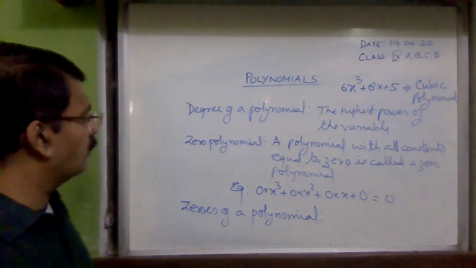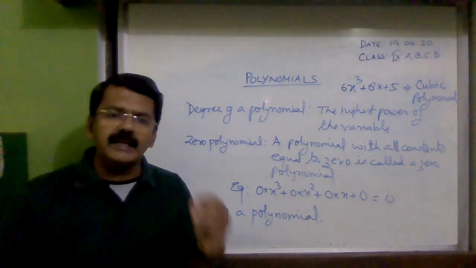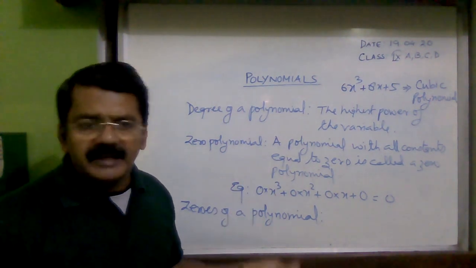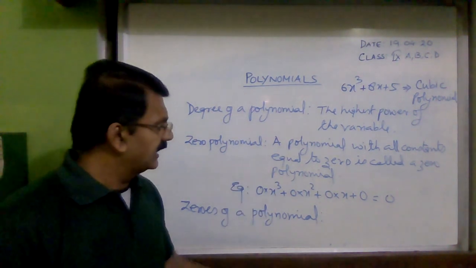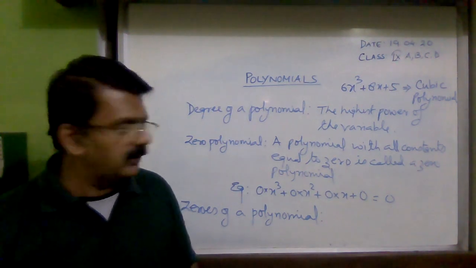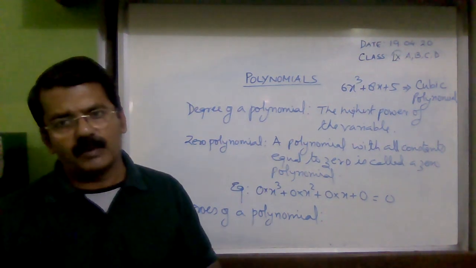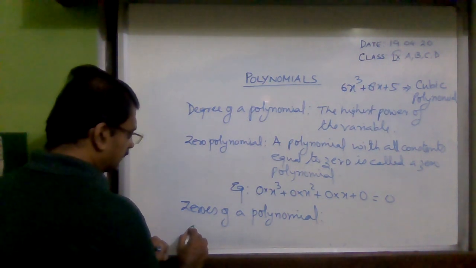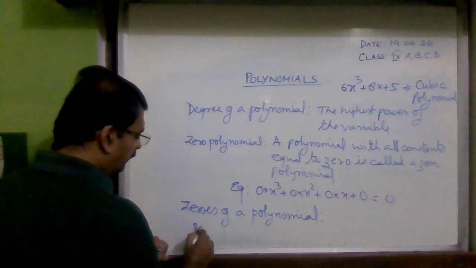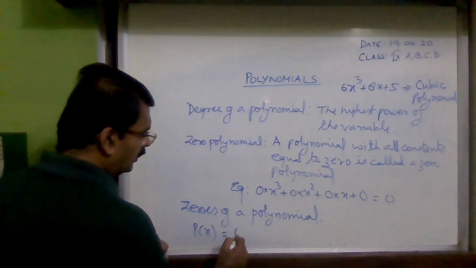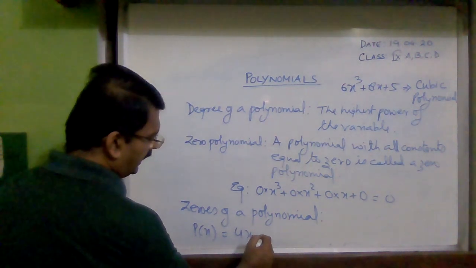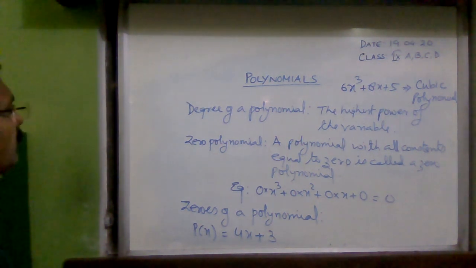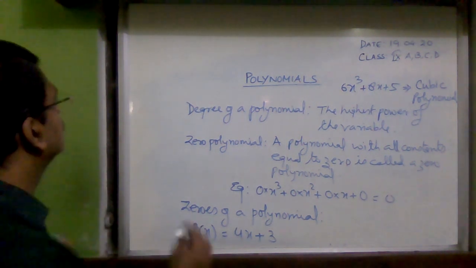Zeros of a polynomial. Now what are the zeros of a polynomial? In any polynomial, the values of the variable for which that polynomial becomes 0 are called the zeros of a polynomial. For example, there is a polynomial p(x) is equal to 4x plus 3.